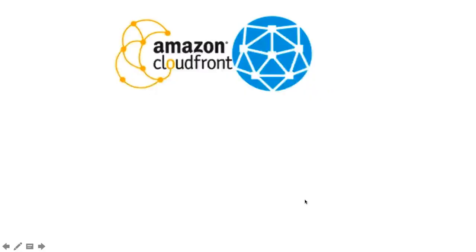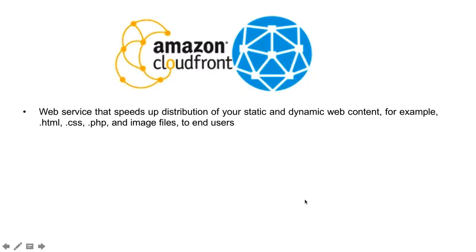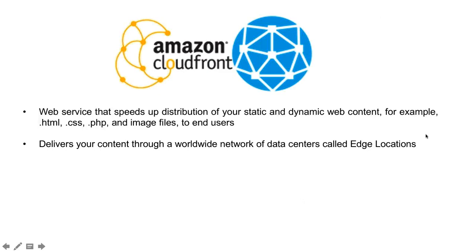Amazon CloudFront is a web service that speeds up the distribution of your static and dynamic web content, for example .html, .css, .php, and image files, to the end users. It delivers your content through a worldwide network of data centers called edge locations.